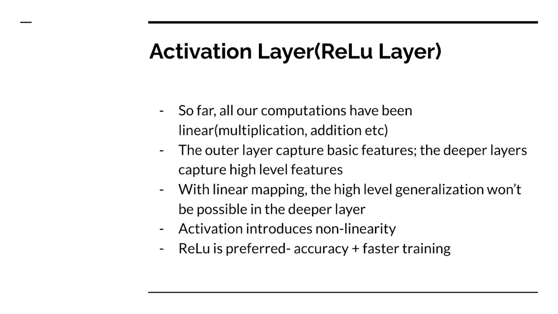Now, the activation layer. So far, all our computations have been linear. That is, it's either been multiplication, addition, or some form of a linear combination. The outer layer captures basic features, whereas the deeper layers capture high-level features in our CNN model. Now, with linear mapping, the high-level generalization won't be possible in the deeper layers. So, the whole concept of activation introduces non-linearity. So, ReLu is preferred. Now, what is ReLu? ReLu essentially stands for the rectified linear unit. Now, the reason it is preferred is because of its high accuracy, which eventually leads to much faster training.